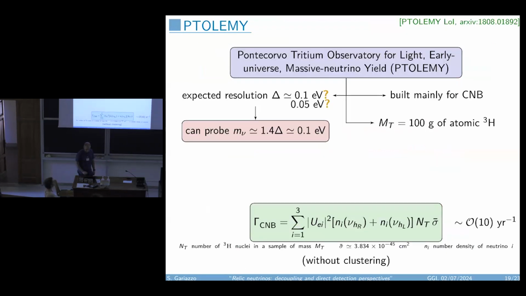So in summary, we have this proposal or early stage experiment, which is ongoing at Gran Sasso Laboratories in Italy. It is called the Ptolemy experiment. It tries to build a detector with 100 grams of atomic tritium in order to detect the relic neutrinos with an energy resolution of probably around 50 to 100 millielectron volts. And corresponding to the numbers we have, that corresponds to a few events per year, which is not much.